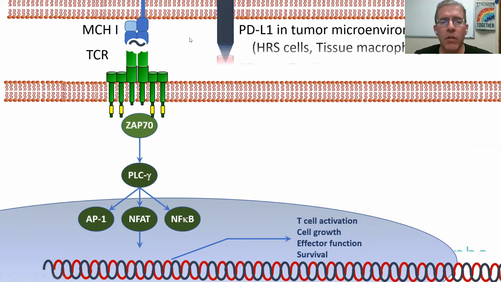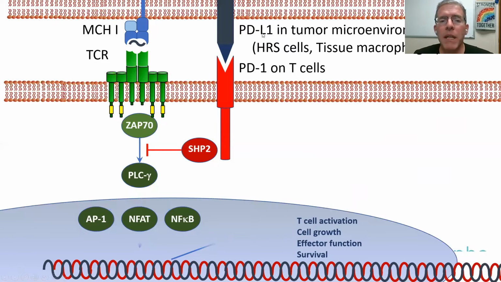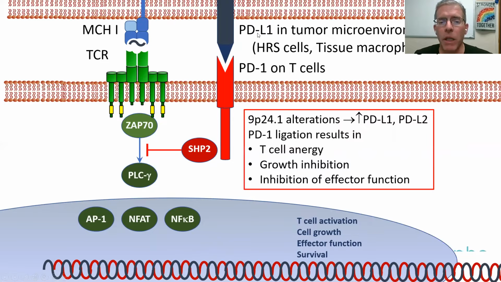The other thing that we know is that PD ligand 1, programmed death receptor ligand 1, in the tumor microenvironment is present on Hodgkin Reed-Sternberg cells as well as tissue macrophages. So Hodgkin lymphoma has these 9p24.1 alterations, which result in increased expression of PD ligand 1 and PD ligand 2. Ligation of PD ligand 1 to PD1, the receptor on T cells, results in T cell anergy, growth inhibition, and inhibition of immune effector function.